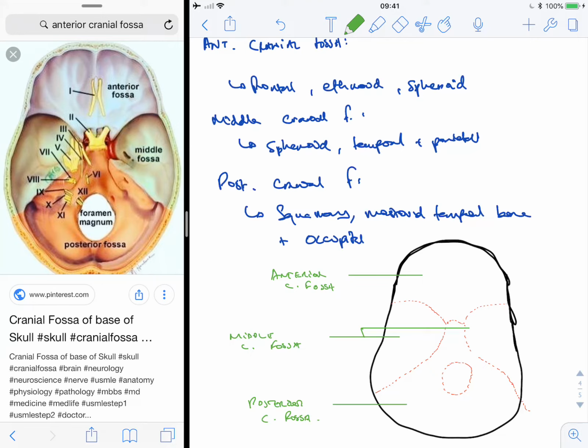The foramen magnum. Lovely. That's that large hole at the back through which loads of nerves go. I think probably one of the main ones that I know is your brainstem, which goes through there, I would expect.